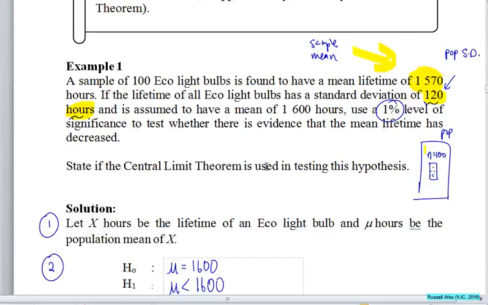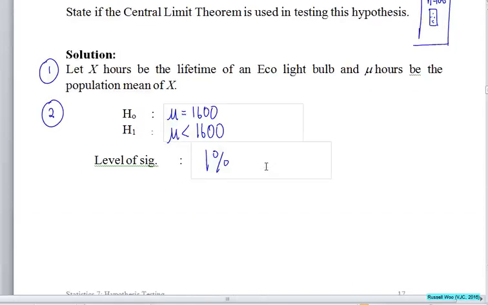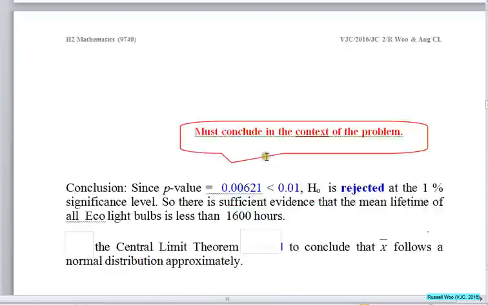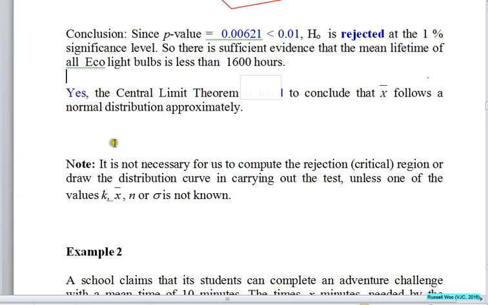If it is not stated that X is normally distributed, we cannot assume that X is normally distributed. We have to make use of central limit theorem to say that since n is large, therefore x bar follows normal distribution. Follow? Yes? Remember step 6, previous chapter? So, yes, the central limit theorem is used to conclude. That's that. So far, so good. Yes?